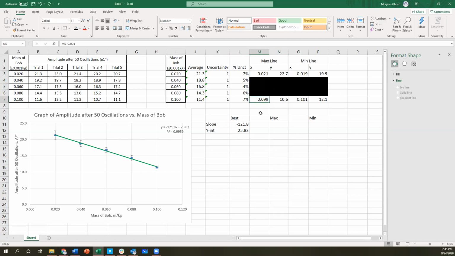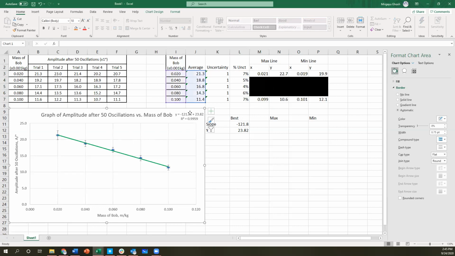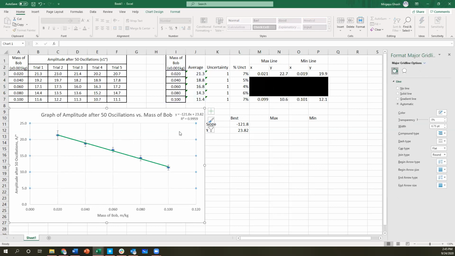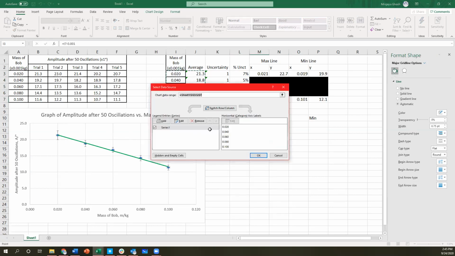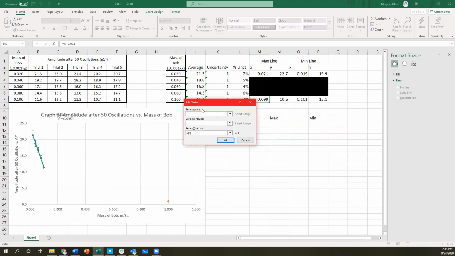Actually, hold on. I'm so sorry, I forgot how to do that for a second. Let me just move the equation out of the way so we have room to actually show it. What you're going to do is click on this little filter button right here. Select data, and you're going to hit add.